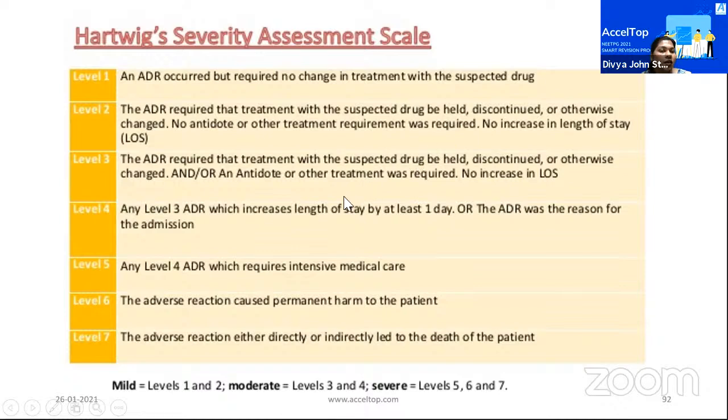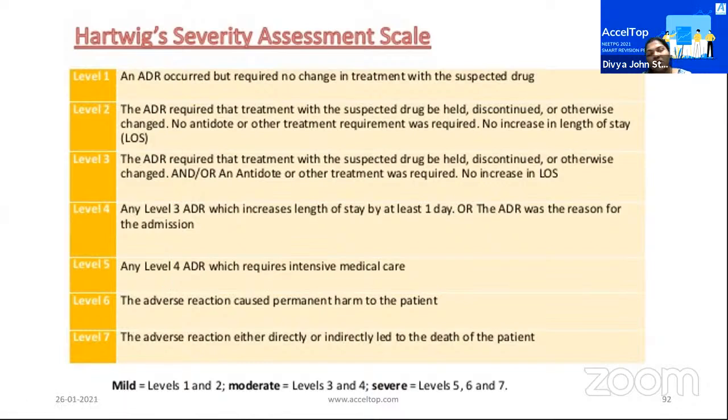Level 3 is the drug required the treatment with the suspected drug to be held, discontinued, or otherwise changed, and or an antidote or other treatment was required. Okay. However, there is no increase in the length of stay in the hospital, or the person does not require confinement. Okay. Level 4 is any level 3 ADR which increases the length of stay even by a day. Okay, it becomes level 4. Or if the ADR becomes the reason that the person got admitted in an institution, it means it is level 4. Level 5 is any level 4 ADR which requires intensive medical care unit.